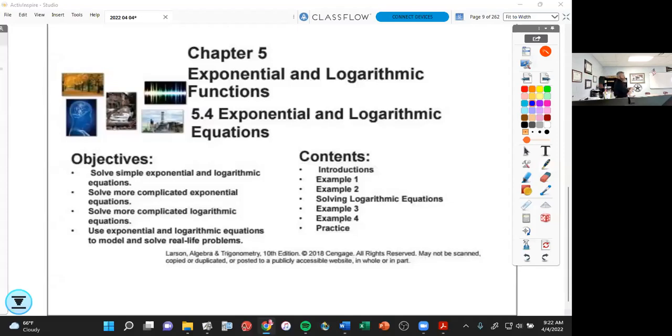5.4, exponential and logarithmic equations. We will solve simple exponential and logarithmic equations, just like everything we do in this class is simple. Oh, and then we'll solve more complicated exponential equations, but they're still simple. And logarithmic, real life problems.